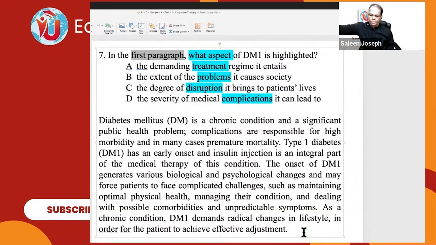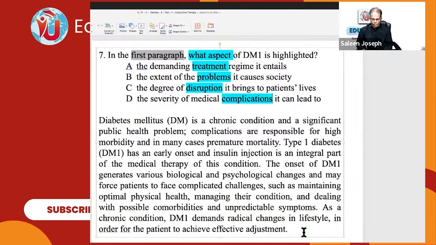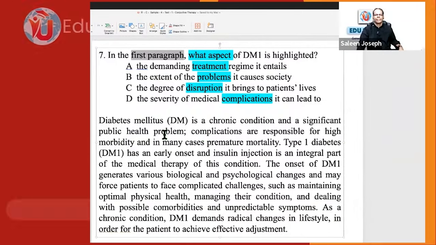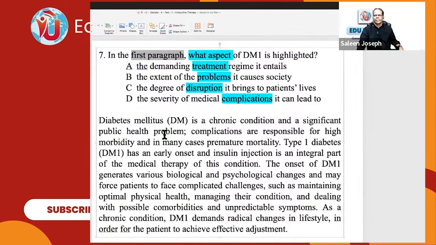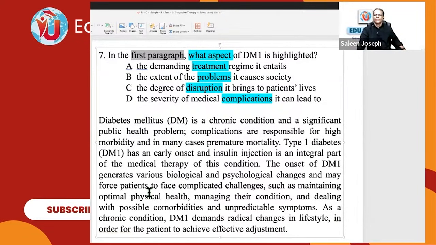Did you get any idea? What do you say? Which option? Type in. C. C, Father. Okay. Why is it C? The onset of diabetes generates various biological and psychological changes, which may force patients to face complicated changes. So there are changes in their lives, Father.